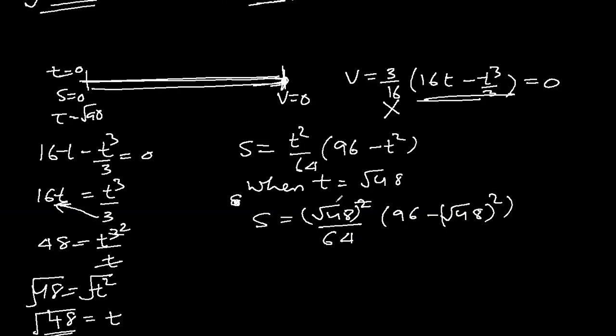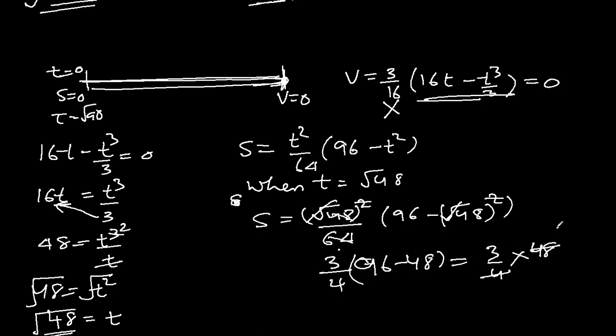So square and square root cancel here, square and square root also cancel here. So 48 over 64 will be 3 over 4, since 16 times 3 is 48, 16 times 4 is 64, they cancel out. Then 96 minus 48. So it comes out to 3 over 4 times 48, 4 and 48 cancel, 12 times 3, 36 meters is the maximum displacement we got. Let's go on.